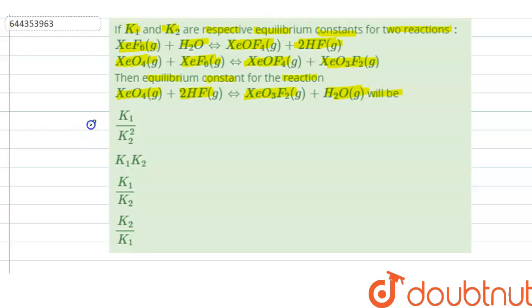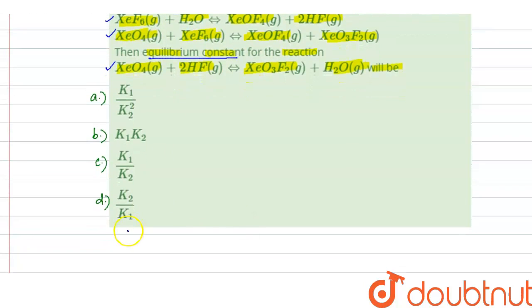Here four options are given. Option A, K1 by K2 square. Option B, K1 into K2. Option C, K1 by K2, and option D, K2 by K1. So in this question, two reactions are given, and for these two reactions the equilibrium constants are K1 and K2. Then a third reaction is given and we have to find the equilibrium constant for this third reaction in terms of K1 and K2.